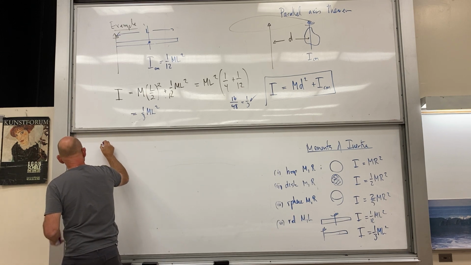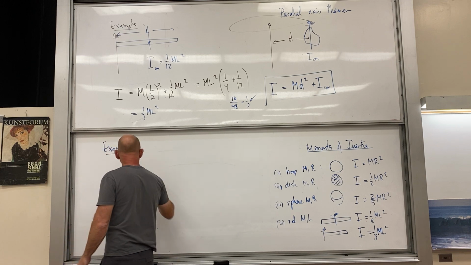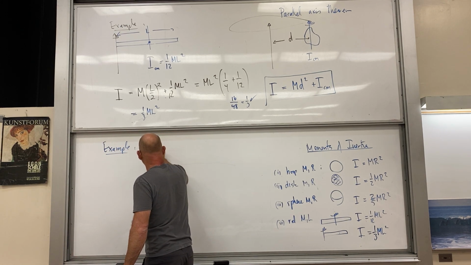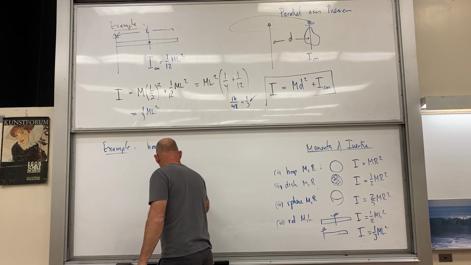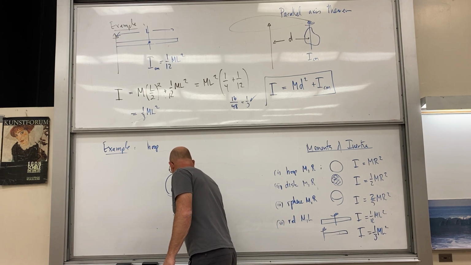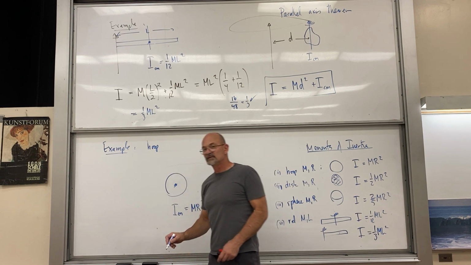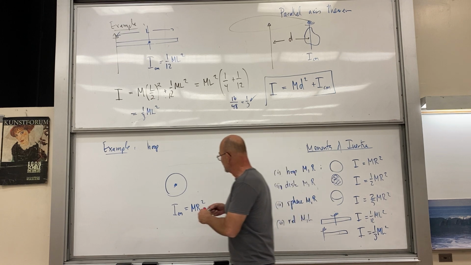Next example is one whose answer we don't know, but we're using the hoop. With respect to the center of the hoop, we have I center of mass equal to m r squared. Okay. Now what if we use an axis?